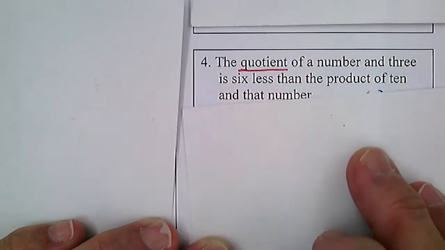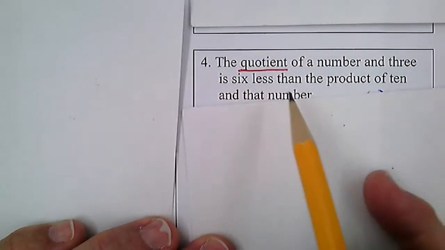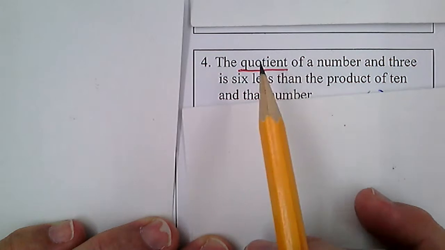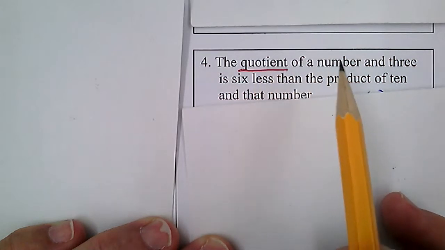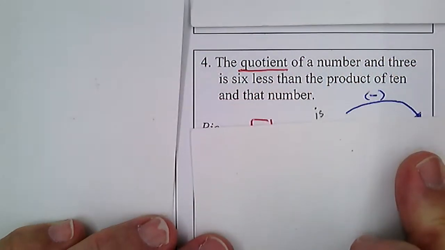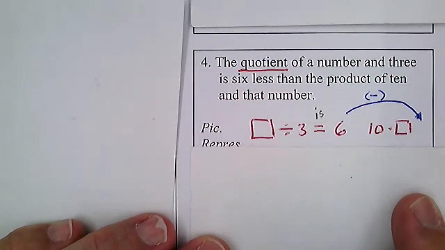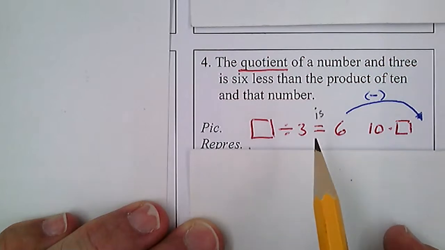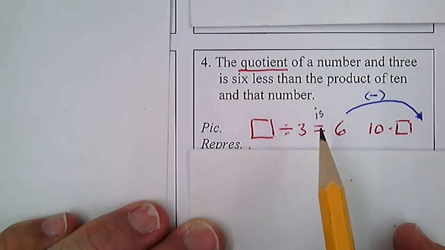Let's see if we can figure this out. It's a lot. Okay, so we've got the quotient. So division, the quotient, there's a private party, a number, and 3. So here's our, we have an unknown number divided by 3, right? So this is the quotient, is, right, which means equals.